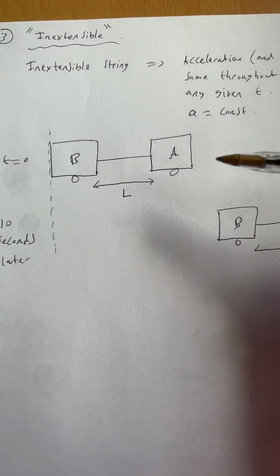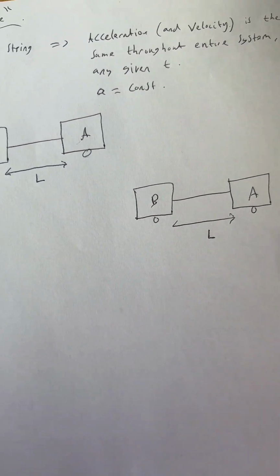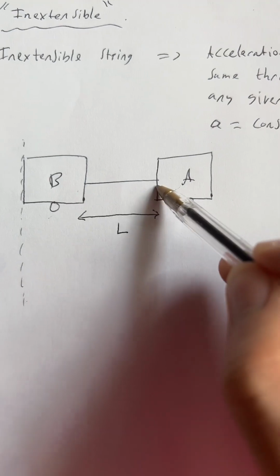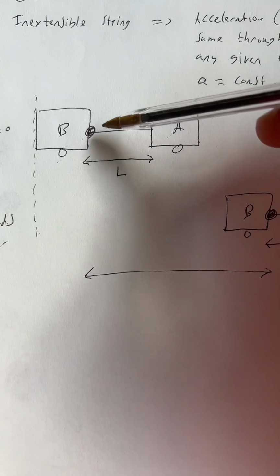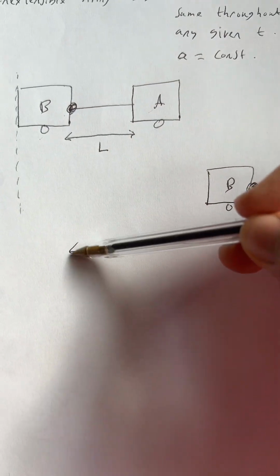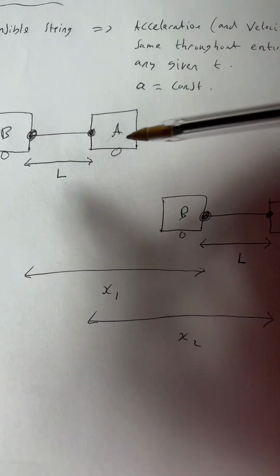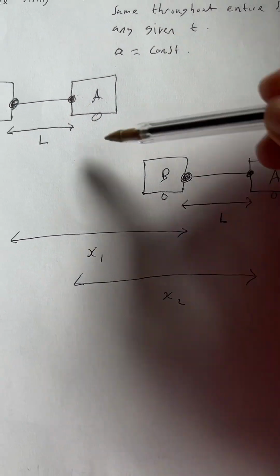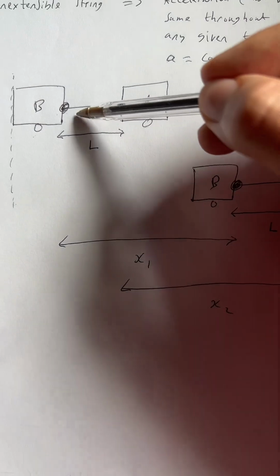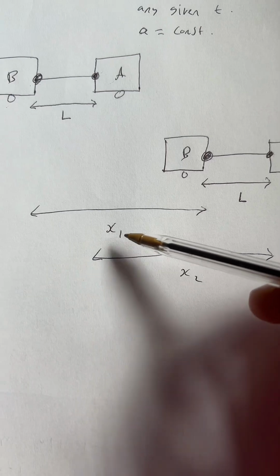So the way to think about this, imagine that we start off here and then, for example, 10 seconds later, we end up here along the road. Now again, that string must be a constant length, because it's inextensible. So the left end of the string has moved this distance from there to there. We'll call that x1. And the right end of the string has moved from there to there. We'll call this distance x2. Now, because the lengths of the string are the same, it means that x1 must be equal to x2.